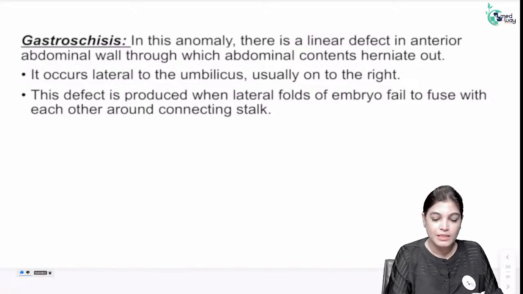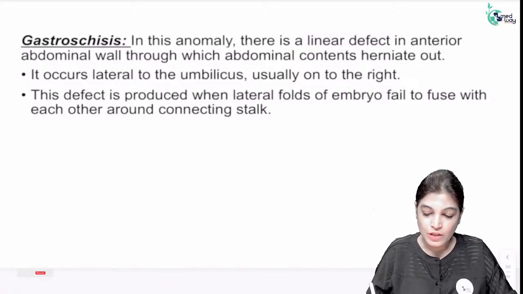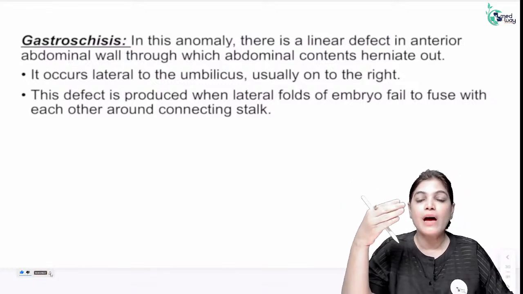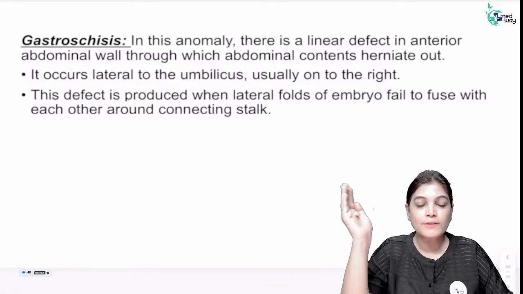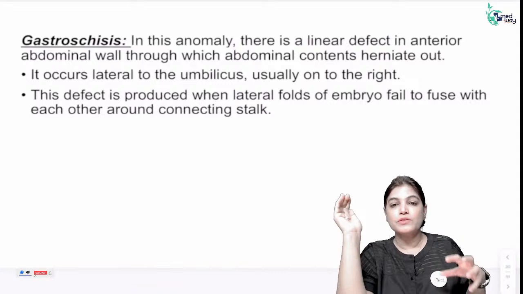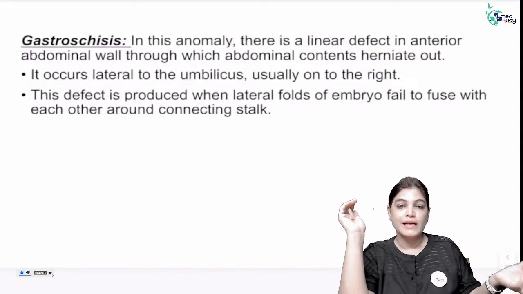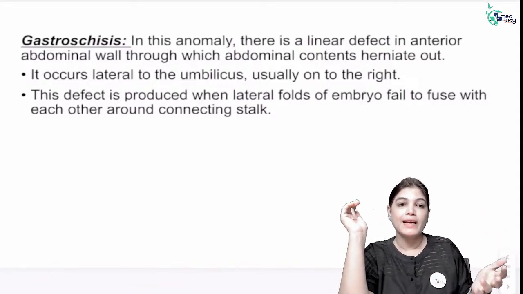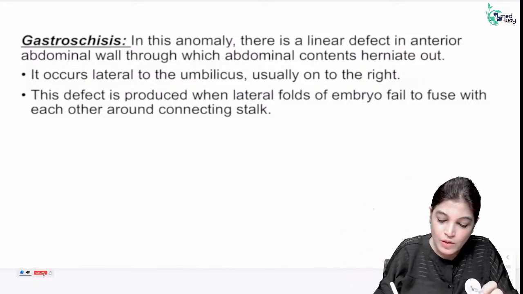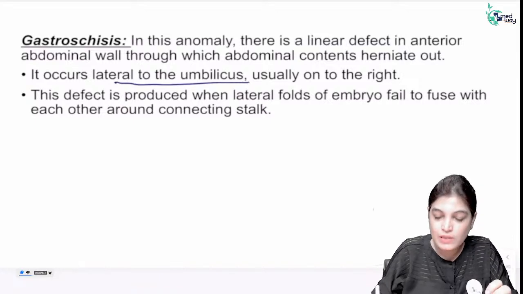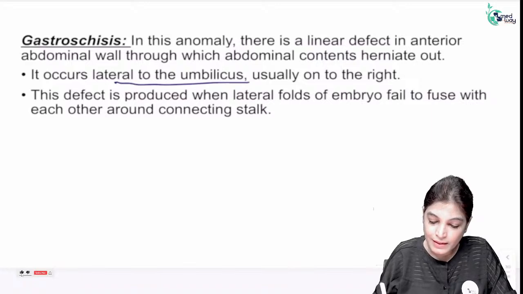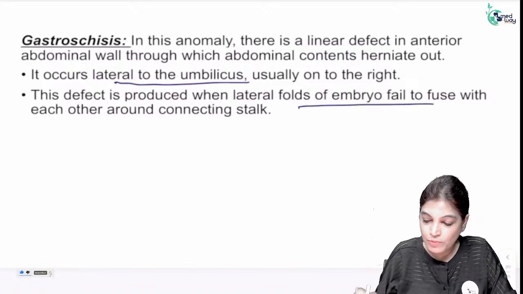The other condition is gastroschisis. In this condition, there is a linear defect of the anterior abdominal wall through which the abdominal contents will herniate out. Omphalocele means the normal return of physiological herniation of the intestinal loop doesn't happen, and gastroschisis is the condition where there is a defect in the anterior abdominal wall. It occurs lateral to the umbilicus, usually on the right side, and the defect is produced when the lateral fold of the embryo fails to fuse with the connecting stalk.